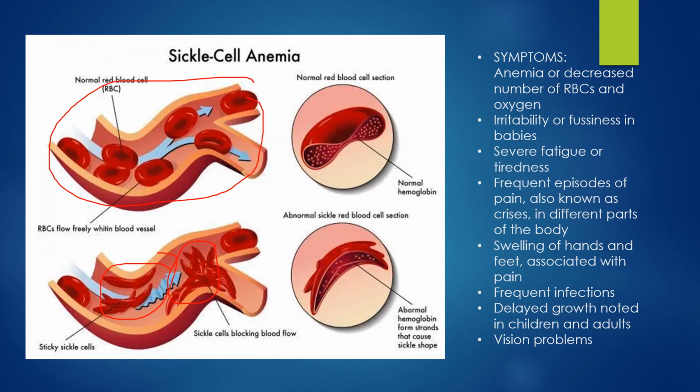Now, some symptoms of sickle cell anemia include decreased number of red blood cells and oxygen, because the red blood cells' main function is the transport of oxygen. We have irritability or fussiness in babies, severe fatigue or tiredness. They have frequent episodes of pain, swelling of hands and feet associated with pain. They also have frequent infection, delayed growth noted in children and adults, and many tend to have vision problems as well.